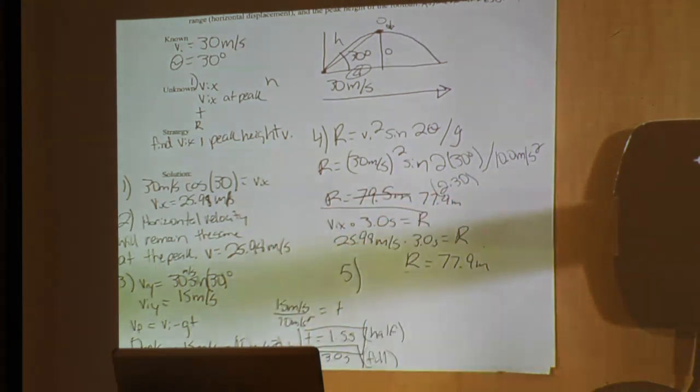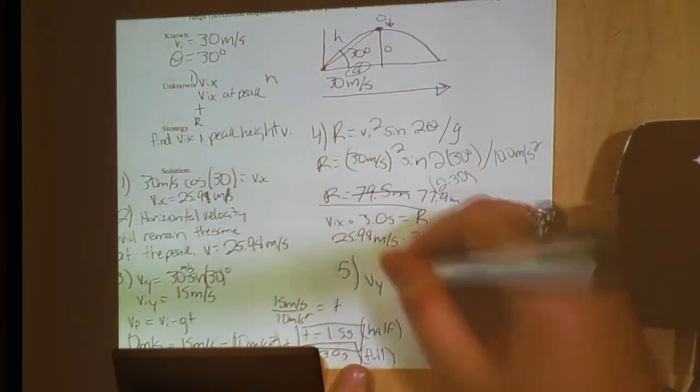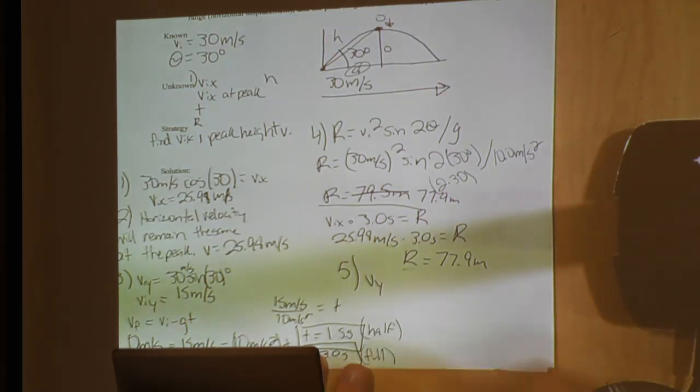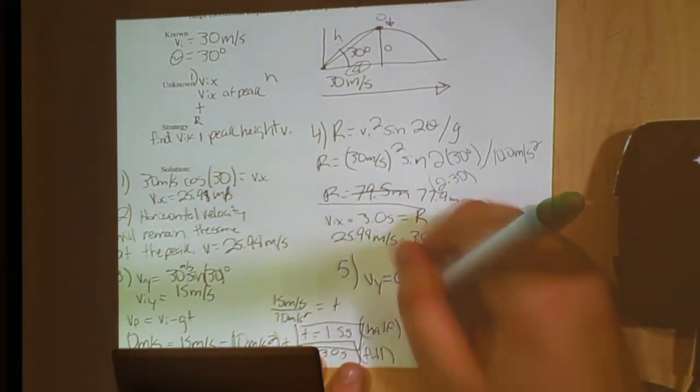Part 5. Okay, so the last part is to find the total height. So we already talked about how at the peak height, we're still going to have a velocity in the y direction of what? You guys remember? So Vy at peak height, 0. Good. So 0 meters per second.